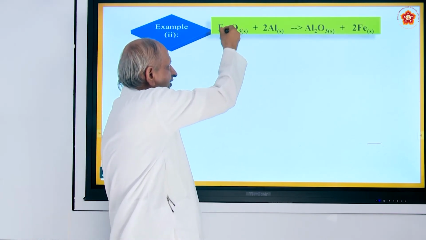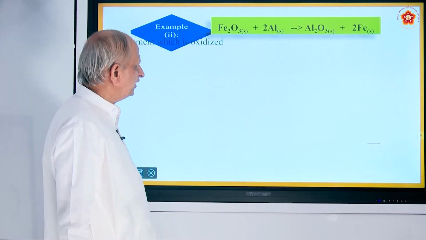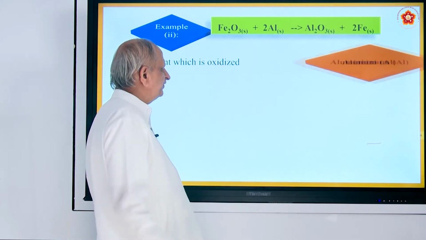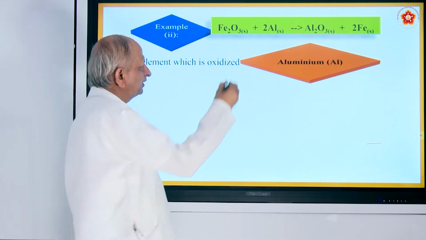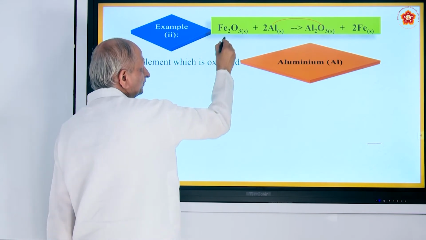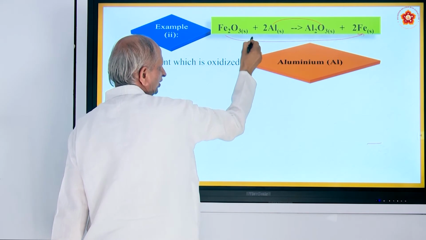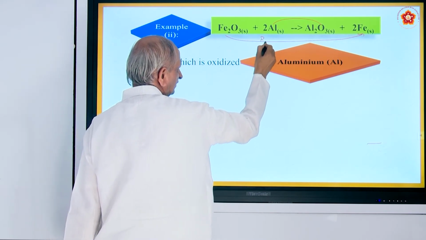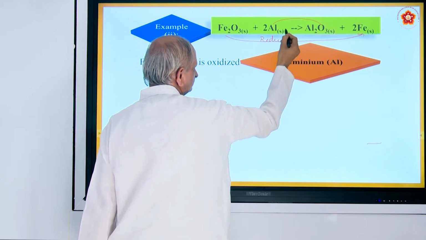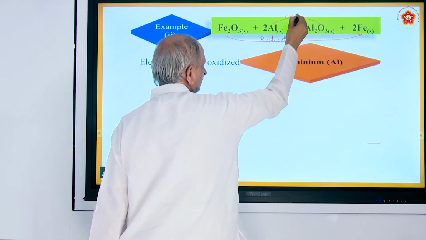One more example you can think of. Iron oxide, ferric oxide, this is Fe2O3 plus 2Al gives Al2O3 plus 2Fe. Here the element which is oxidized is aluminum. So aluminum becomes aluminum oxide, that is oxidation. Ferric oxide becomes iron. So it loses oxygen, therefore it is called reduction, and this reaction is oxidation.